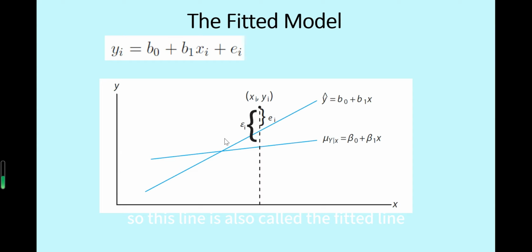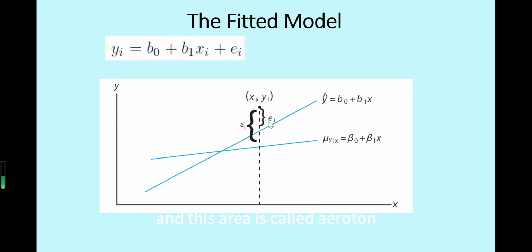This line is also called the fitted line or the linear regression line, with y hat equals b0 plus b1 times x. This line is used to model the real line as closely as possible. This is the real line, but we never know it. So in regression, we use the model to estimate the parameters based on the sum of squared errors being minimum. Then we can get these two parameters.